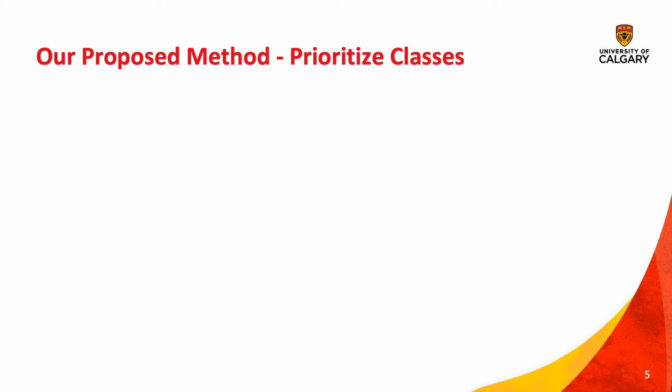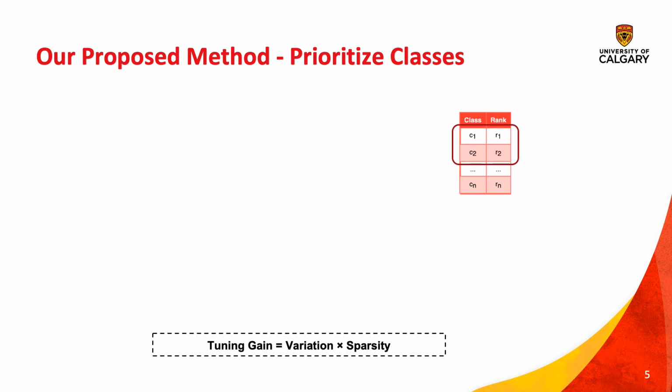Our solution to avoid the waste of budget in tuning is to rank and prioritize classes so that the worthy classes for tuning rank higher, and then pick as many classes as the budget allows and tune them. So we introduce a metric called tuning gain that measures how worthy it is to tune a class. Tuning gain is defined as the product of the variation of coverage across all configurations and the sparsity of the base configuration. If the base configuration is similar to other configurations, it is less sparse, and if it is highly better than other configurations in terms of coverage, the sparsity and thus the tuning gain is higher.